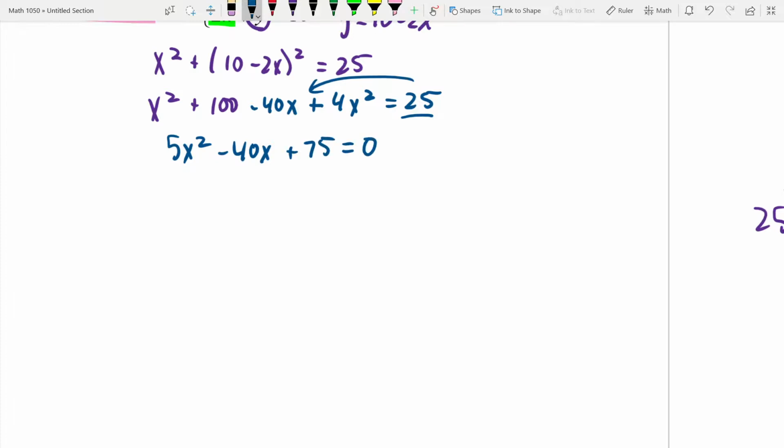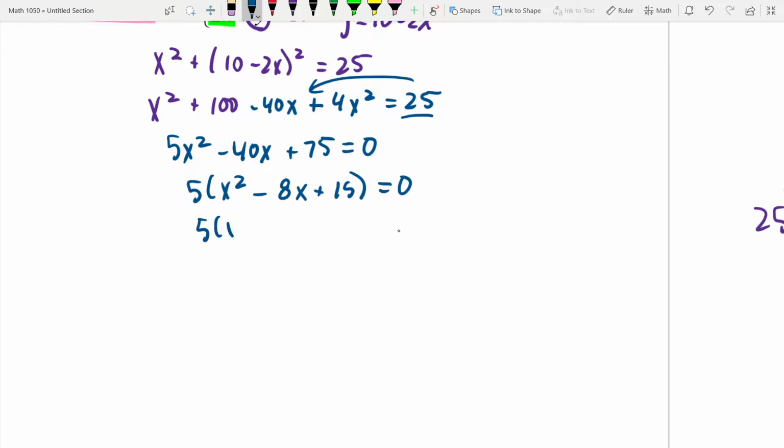Okay? What would you do? You tell me what you would do. I would take out a 5. If you're solving, you don't have to take out a 5. Your answer will end up the same. It's so much easier if you take out a 5. So let's take out a 5. So you get x squared minus 8x plus 75 divided by 5 is 15. Yes. 15. Don't forget your equals 0.